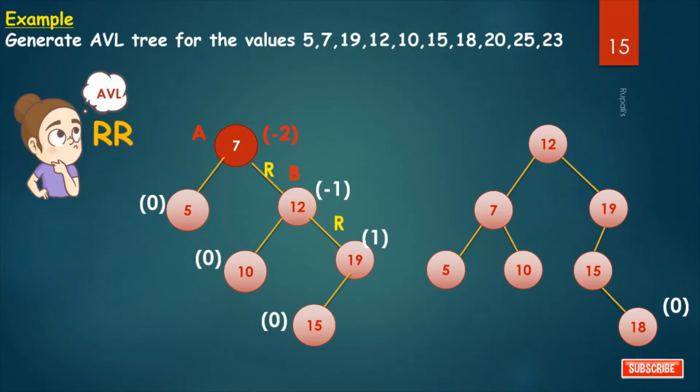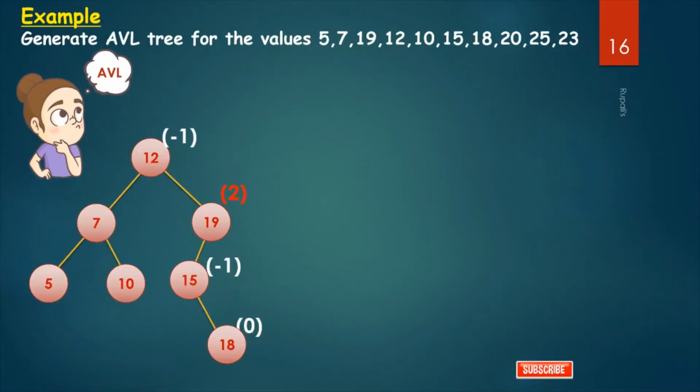So after inserting 18, you have to check the balance factor. See here, the balance factor of this node is 2. Now what do you have to do? You have to identify node A. Node A is 19. Now what is the B node? The B node is the child of A. So B is 15. Now which rotation is required?